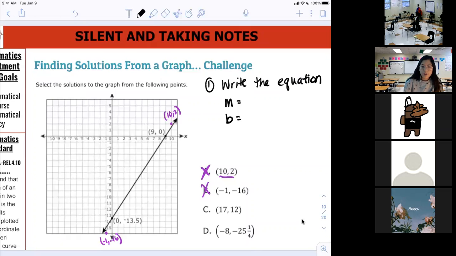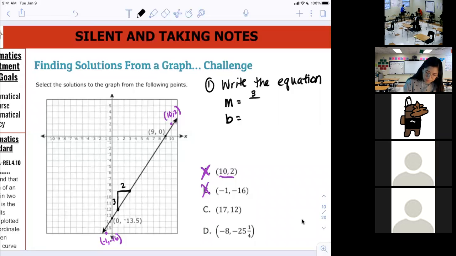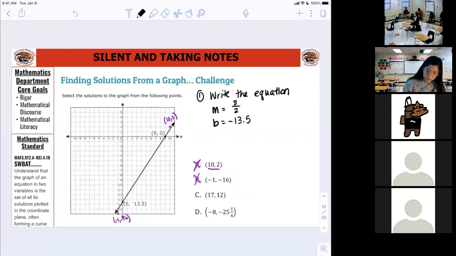Nice. Lauren has it in the chat already, and I'm going to move a little bit quick because we are running low on time. If you use the formula or if you do rise over run, either way, you should get 3/2 for the slope. So the slope is 3/2. What about the y-intercept? They actually give you that one. So what is it? -13.5. -13.5.